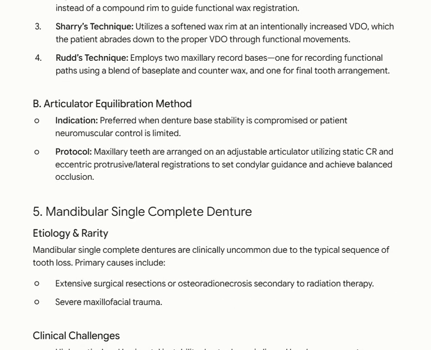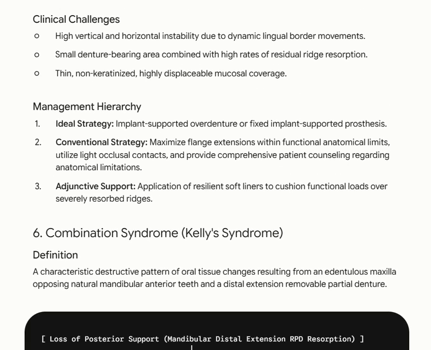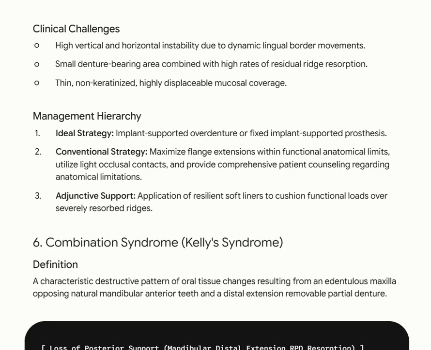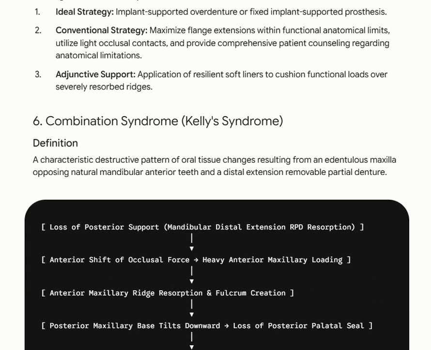Management hierarchy. Ideal strategy: implant-supported overdenture or fixed implant-supported prosthesis. Conventional strategy: maximize flange extensions within functional anatomical limits, utilize light occlusal contacts, and provide comprehensive patient counseling regarding anatomical limitations. Adjunctive support: application of resilient soft liners to cushion functional loads over severely resorbed ridges.